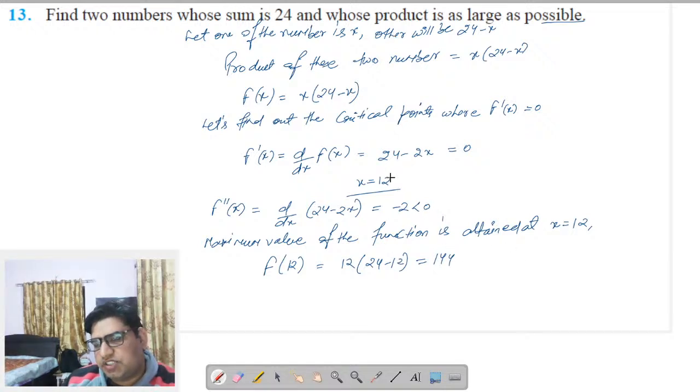Okay, so one of the numbers is 12 and the other number is also 12. ठीक है, so this is how we can calculate, and this is how we can find out the value of the two numbers if their product is as much as possible. So that can only be possible when 12 is multiplied with 12. For all the rest of the values it will be less than that.